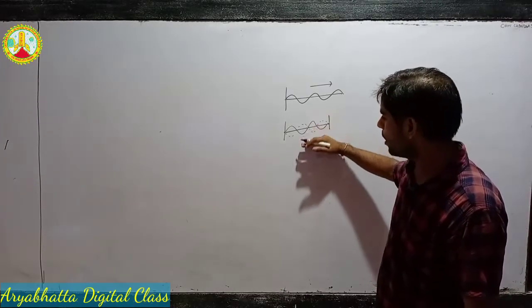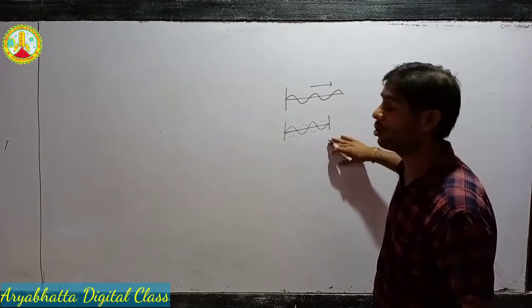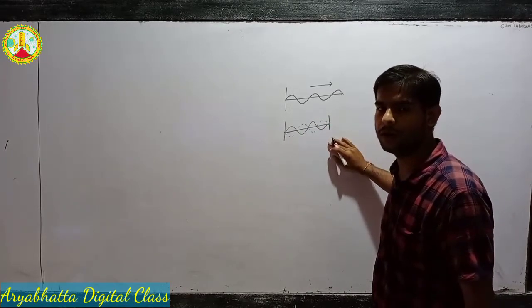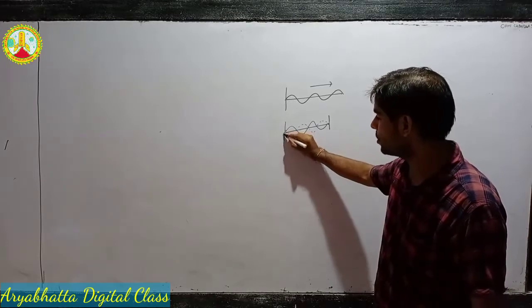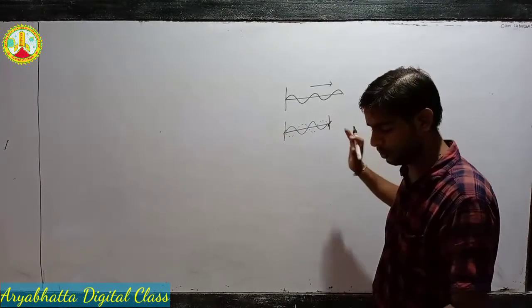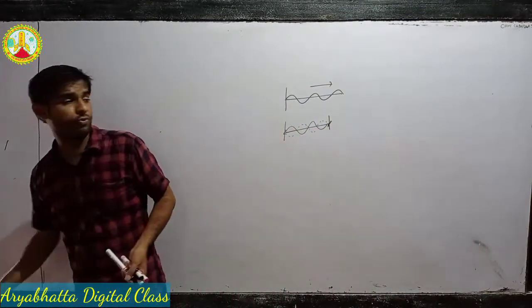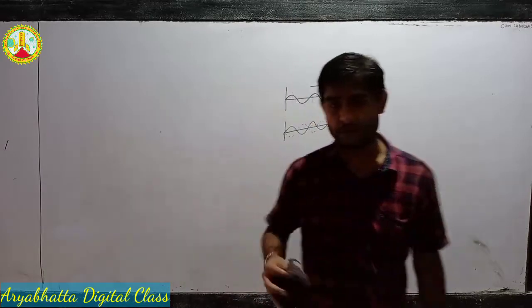This string produces a vibration, but the vibration does not move. It's stationary between these two points. It does not move in space. So that means it's a stationary wave.